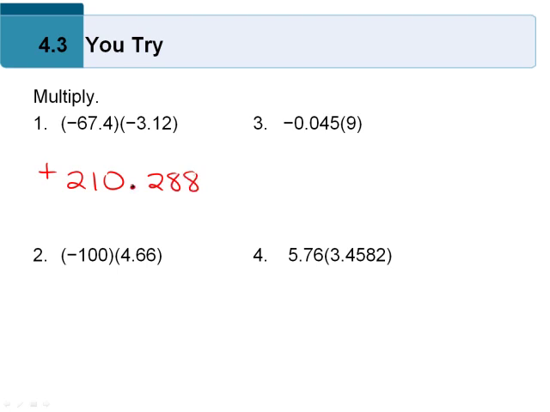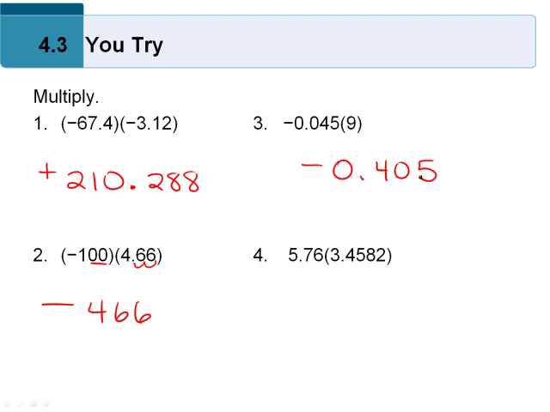So that's good. Number 2, we have a negative 100 times 4.66. First of all, a negative times a positive is a negative. And I've got a power of 10 here, 2 zeros, so I can just move 2 places to the right, which would make it 466. Now, if you forget that rule, just use your calculator, no big deal. Number 3, a negative and a positive, the signs are different, so that's a negative, and we multiply 0.045 times 9, and we get 0.405, and it's a negative.